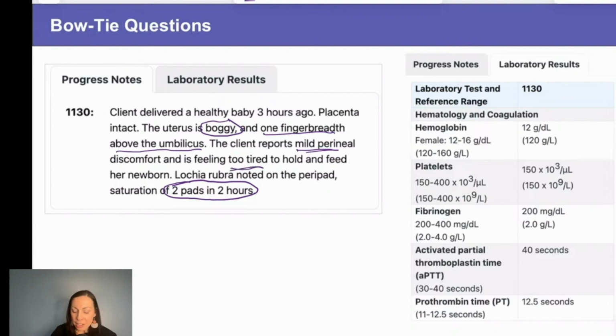And then feeling tired. I mean, she just had a baby, right? She should be tired. Definitely, yes. Perineal pain is expected. Exactly. Okay, and I don't see anyone being concerned about her lab results, and I'm not either. Those lab results are all within normal limits. Definitely something we might want to watch.